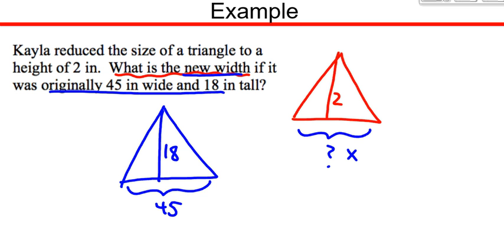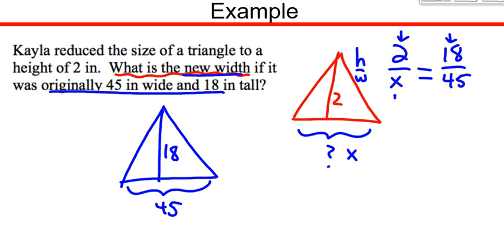So I'm going to make a ratio where I compare the height and the width of one triangle to the height and the width of the other triangle. So my ratio is going to be 2 over x, my height over my width, equals the height of the other triangle, which is 18, divided by the width of the other triangle, which is 45. Notice that I kept both of my heights in the numerator and both of my widths in the denominator. So make sure you're being consistent with that.